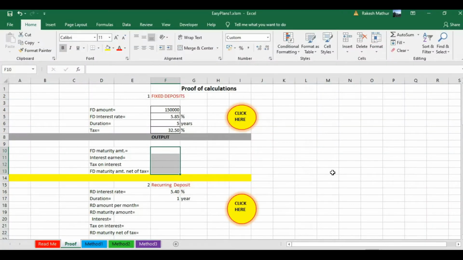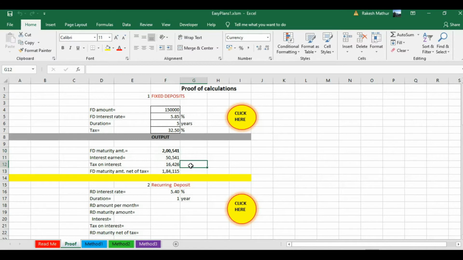Let us check the calculations of the model. I have entered here the fixed deposit amount of 1,50,000. The FD interest rate is 5.85%. Duration is 5 years. Click the button and let's see how the model calculates. Here it is. The FD maturity amount is 2,541 rupees. Interest earned is 50,541. Tax on interest would be 16,426 and the net amount that you will get is 1,84,115. This figure is exactly as calculated by the bank's website.